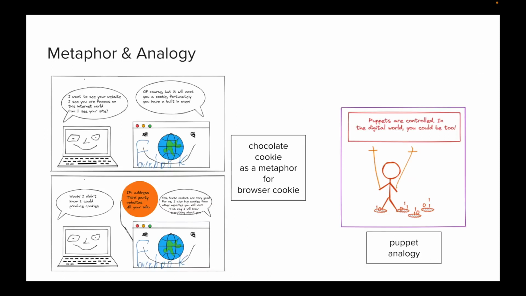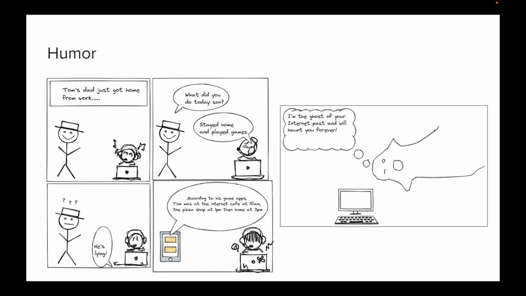And there was also a frequent use of metaphors and analogies in their comics. For instance, one participant used chocolate cookie as a metaphor for HTTP cookie and oven as a metaphor for browser. The comic on the right began with a puppet analogy to stress that we can be controlled like a puppet in the digital world.